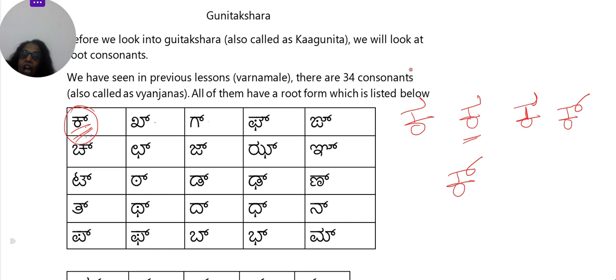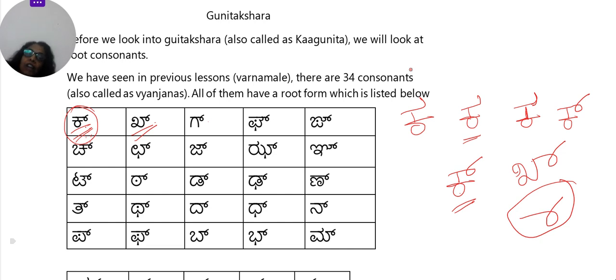This will apply for all the 34 consonants. If you see the next alphabet, kha, kha doesn't have a talekattu like ka. But when you have to write kha in its root form, you just have to add this. This is the symbol which you have to add to the alphabets to specify their root form. And this is how you write.